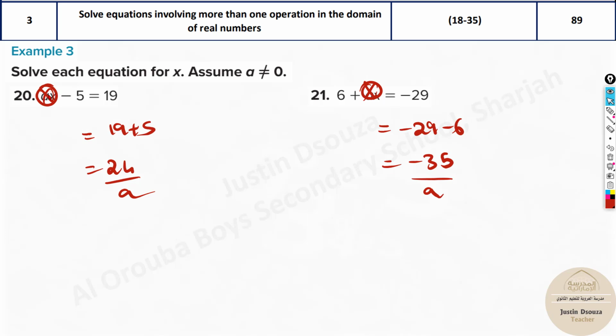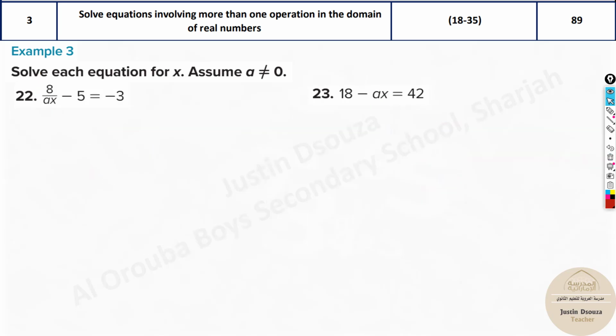Now, if you understand, this entire ax acts like a single variable. You can see it in any of the problems, okay? Even the next problems, it's ax. I will quickly do this one and then I will tell you the shortcut method.